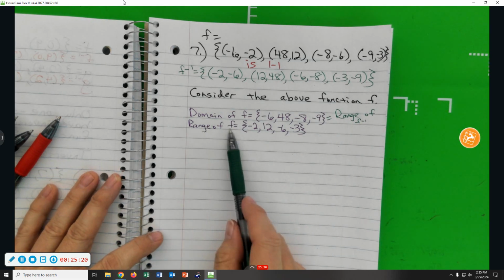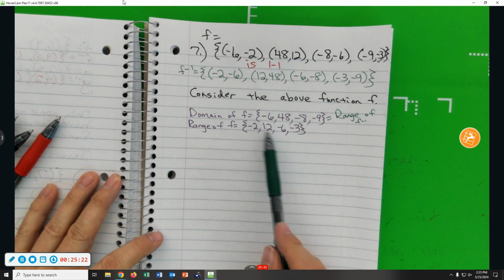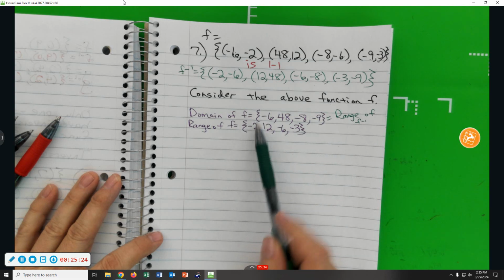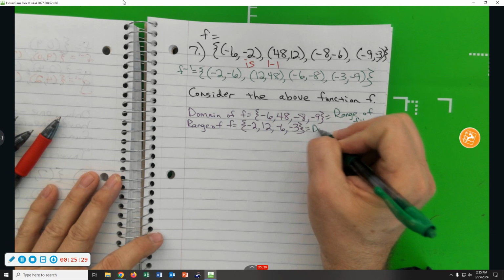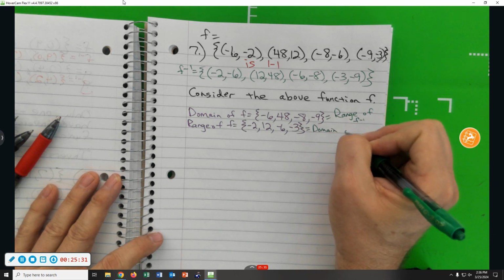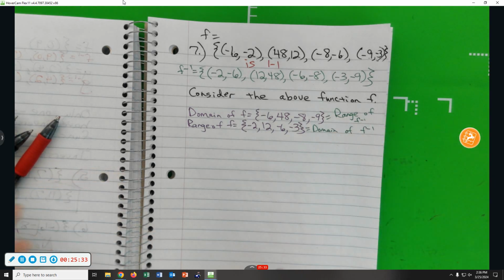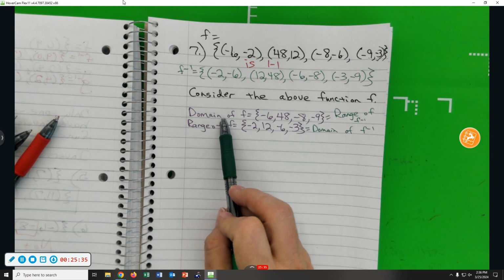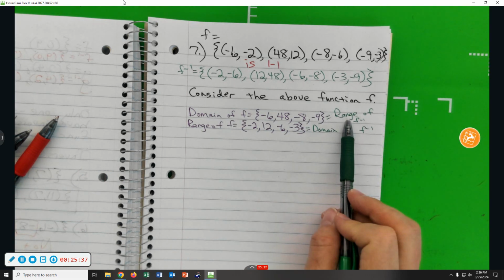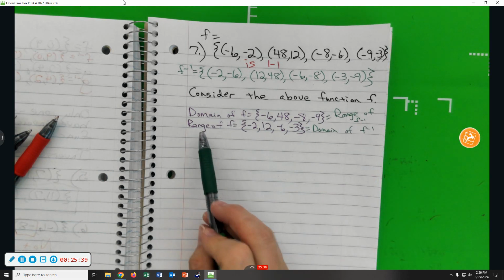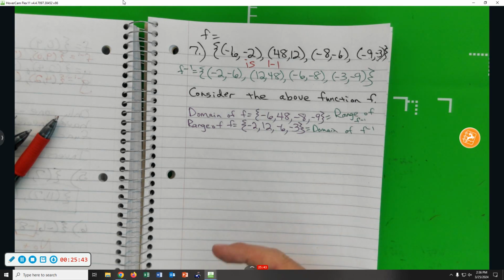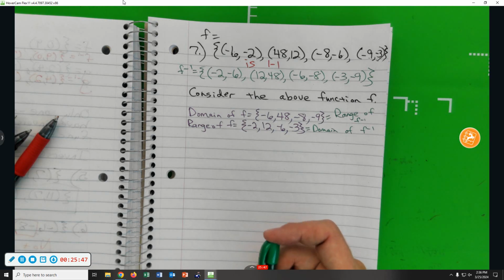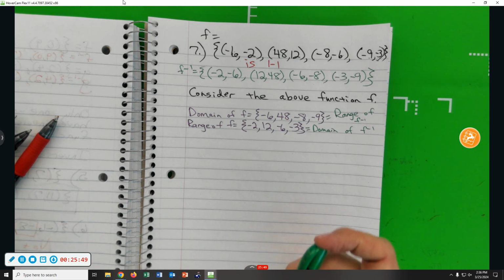What about the range of f? The y's in the original, what did they become? The domain of f inverse. The x's in the original function become y's in the new function. The y's in the original function become x's in the new function. Makes sense? It should be obvious because of the way that we swap the x's and the y's.